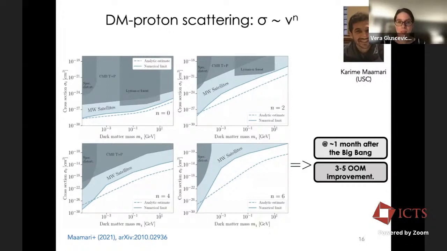Probing dark matter in this way really is mapping what dark matter interactions are doing about a month after the Big Bang. So this is when the modes that we're observing today are entering the horizon.